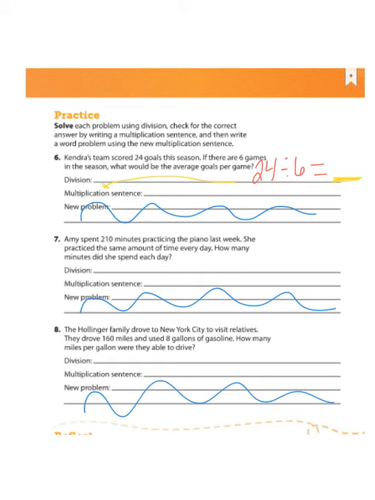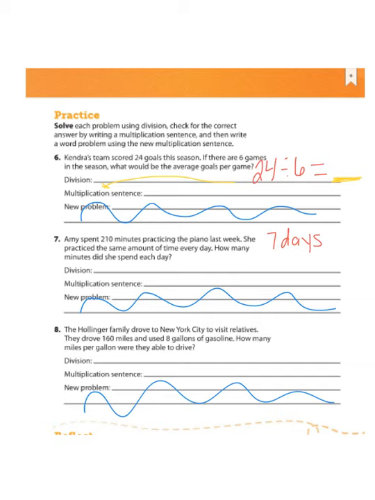Number 7 says Amy spent 210 minutes practicing the piano last week. She practiced the same amount of time every day. How many minutes did she spend each day? So you're going to write your division problem. Here, you're going to need to know how many days are in a week. So we will just write that down for everybody that there are 7 days in a week. So you're going to need to use that number in your division sentence. Again, you're going to write your division sentence and then turn it into a multiplication sentence.